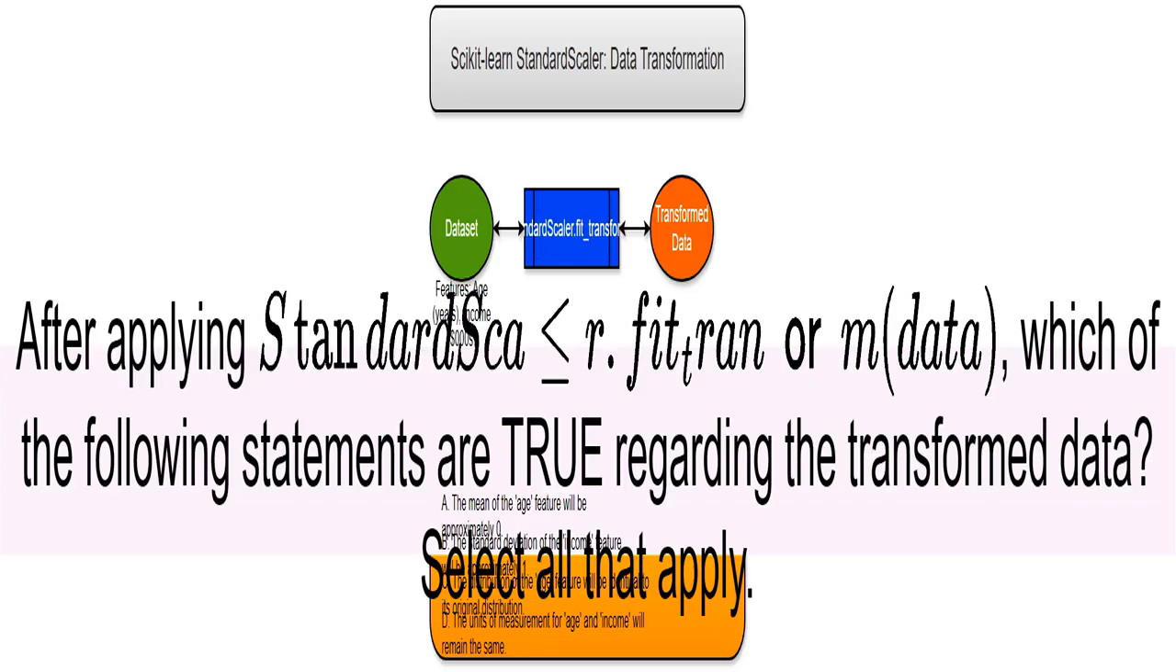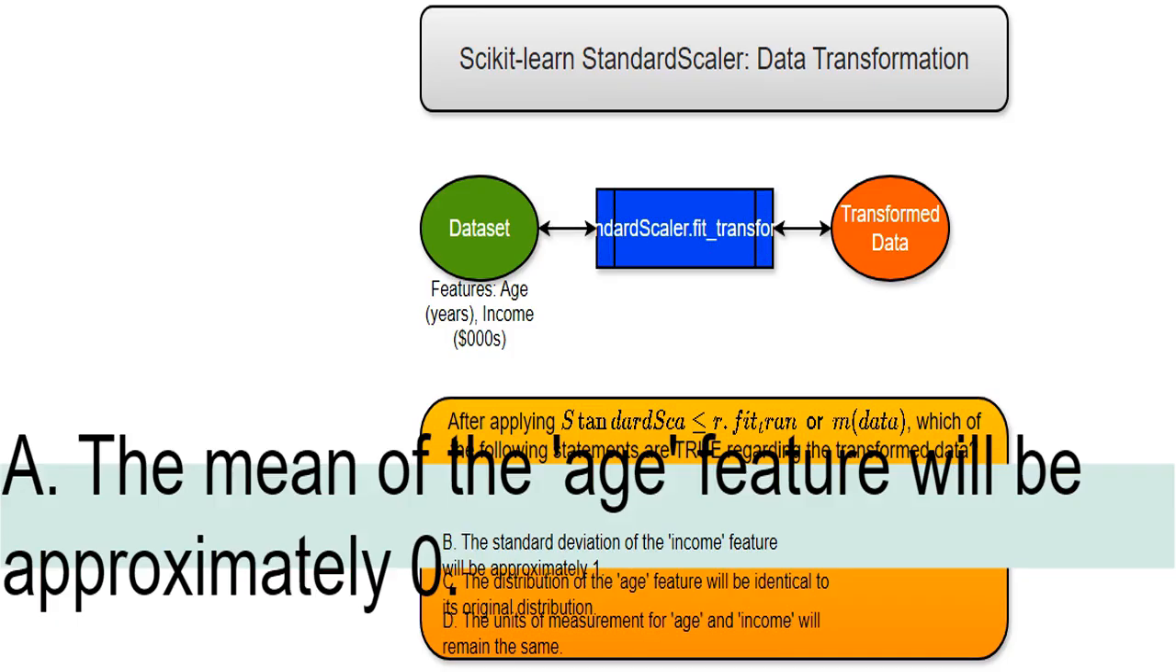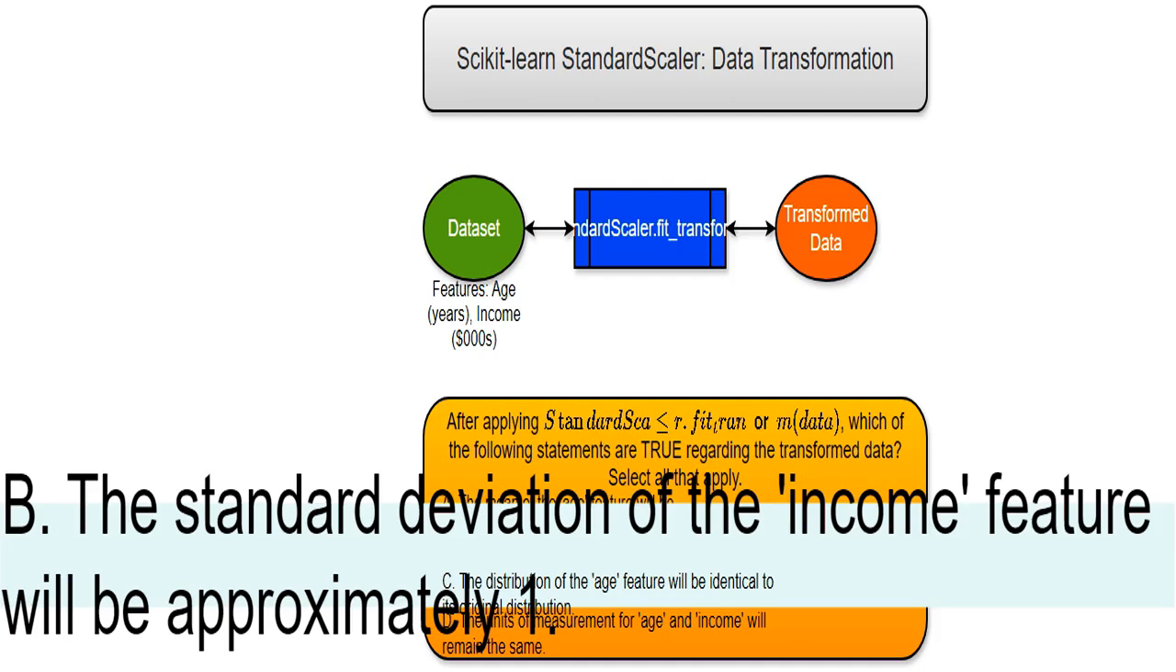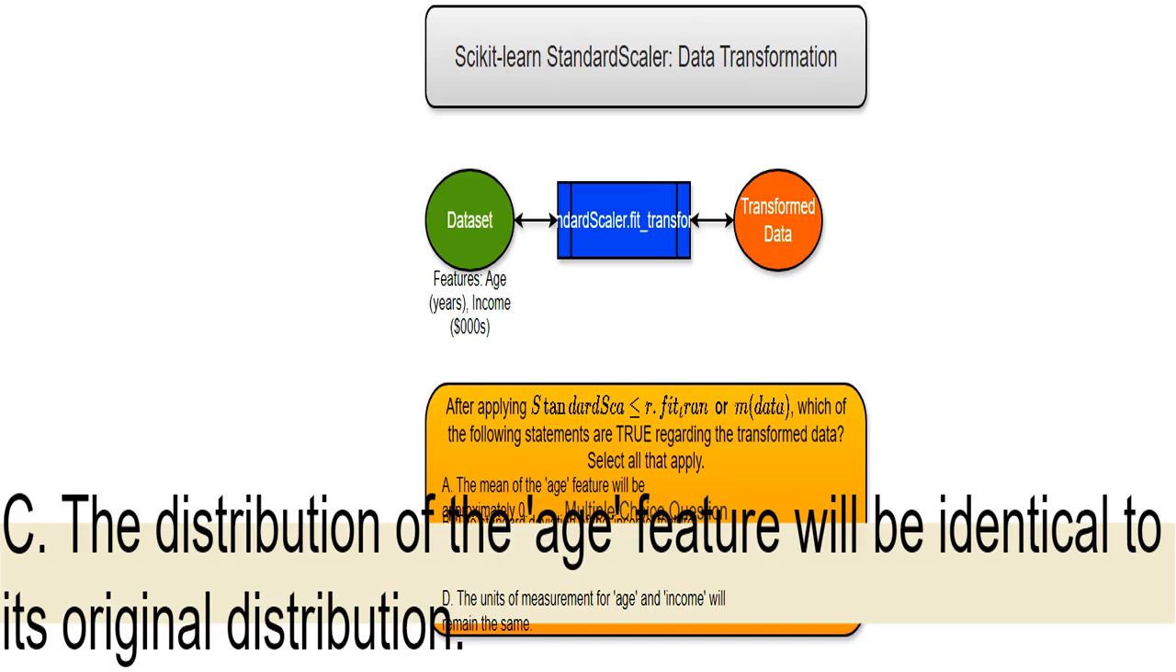This sets the stage for the multiple choice questions, indicating that the questions will be based on the effect of standard scaler.fit_transform on the input dataset. Statement A tests the understanding that standard scaler centers the data around a mean of 0 for each feature. Statement B assesses if one understands that standard scaler scales the data to have a standard deviation of 1 for each feature. Statement C probes if you realize that while the shape might somewhat resemble the original, standardization changes the mean and standard deviation, thus altering the distribution.